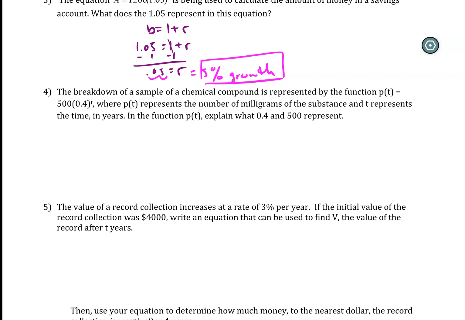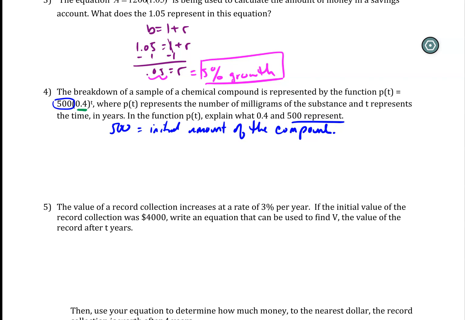Well, one of these we could answer really quickly, and that's the 500 part, right? Because that's my a term, and we know that a is our initial amount. So 500 equals the initial amount of the compound. So that's the first part. To figure out what the 0.4 represents, that's our b term.